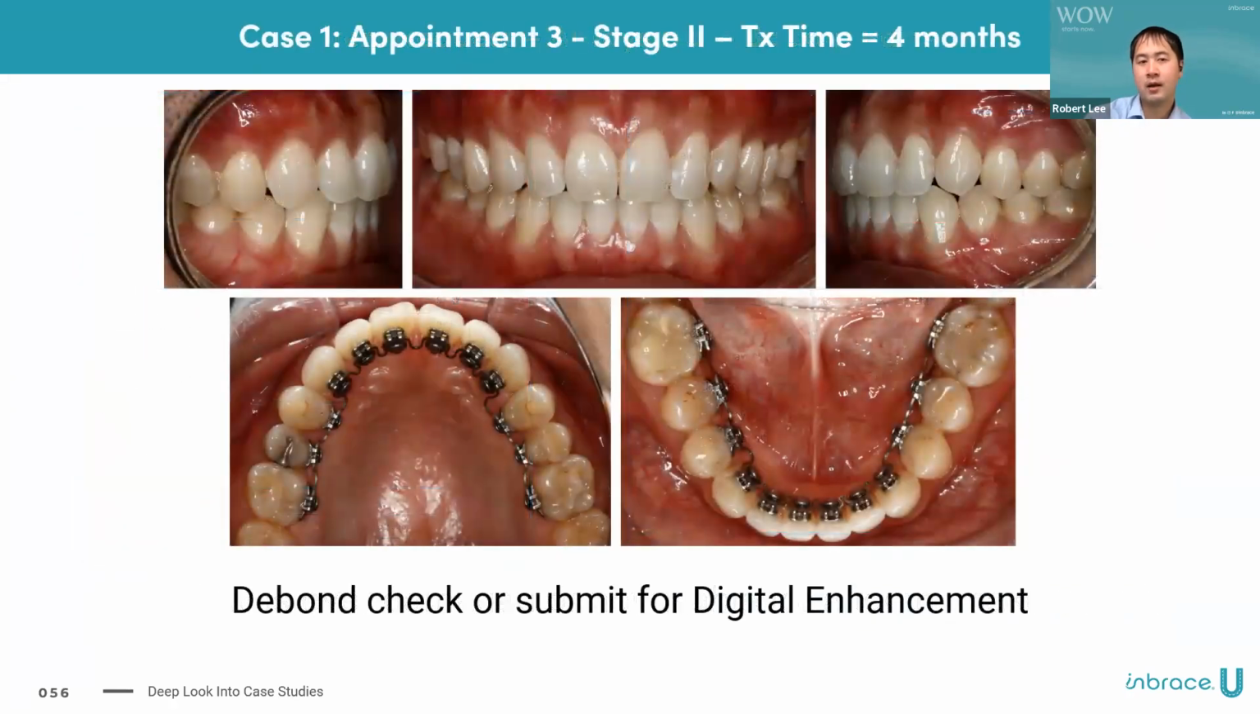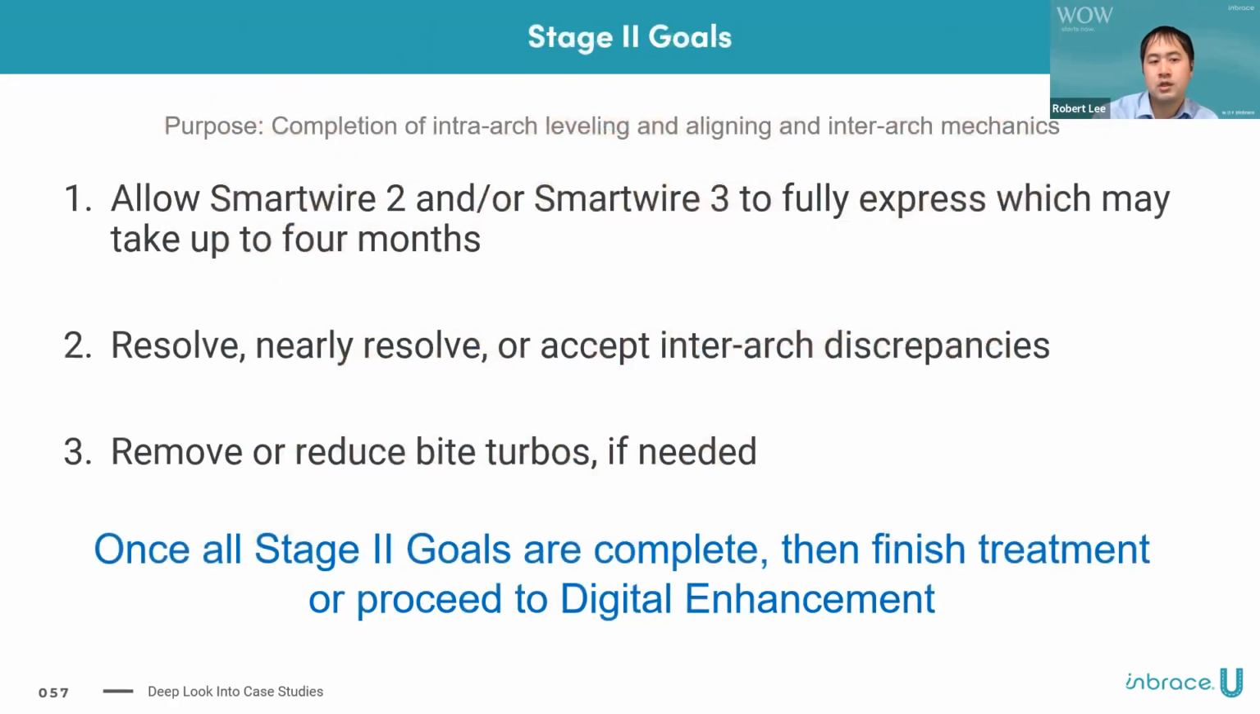Okay, so now the patient comes back for their third visit. At this point, Smartwire 2 has been engaged for about 2 months. We don't really need any inner arch discrepancies. Again, these are the stage 2 goals, and there wasn't a bite turbo to begin with. So the stage 2 goals are essentially complete.